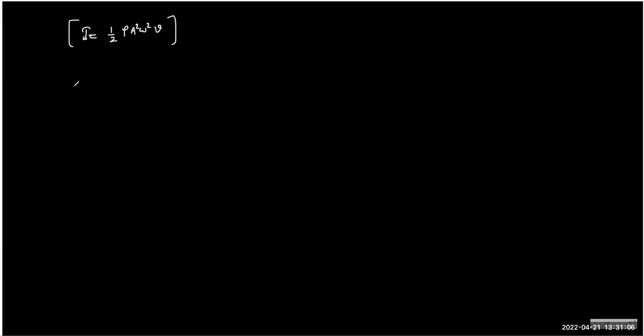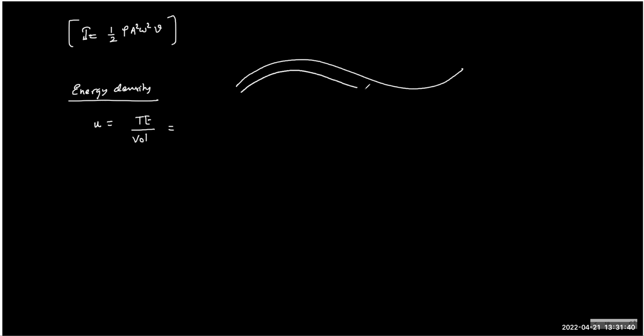If I try to define the energy density, there is a term called energy density, and we represent it by u. This is defined as the total energy per unit volume. Energy density is simply energy upon volume. So we know how much energy is spread across a wavelength lambda. If this is the lambda, this will have the energy that we have actually calculated.